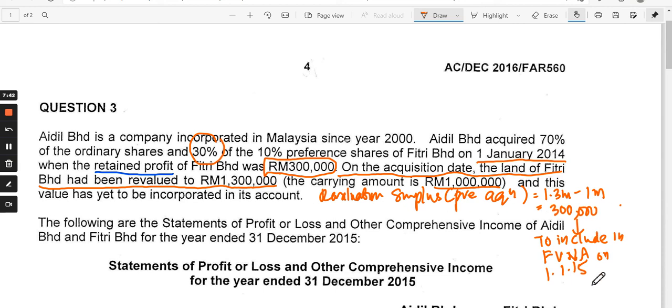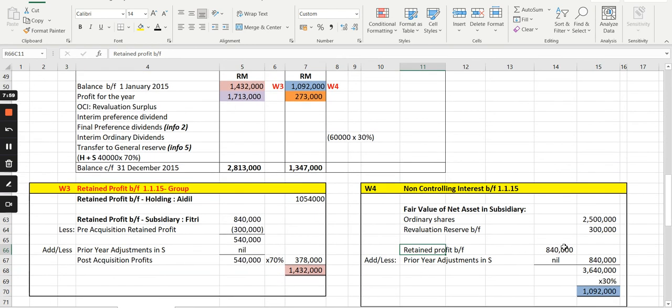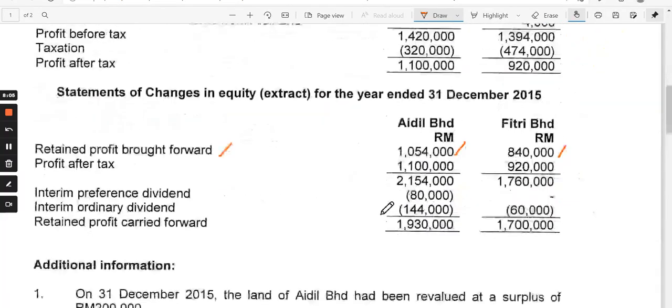because the carrying amount is less than the fair value. So you need to include that in the calculation of the fair value of net asset, or if you were to calculate goodwill, that is what you include as well, right? The pre-acquisition surplus. So include that 300,000 here. And then find out what is the retained profit brought forward at the beginning of the year. Yeah, it was 840,000, this one.